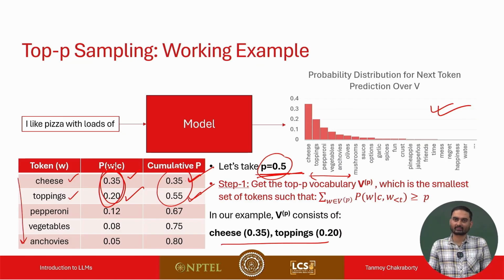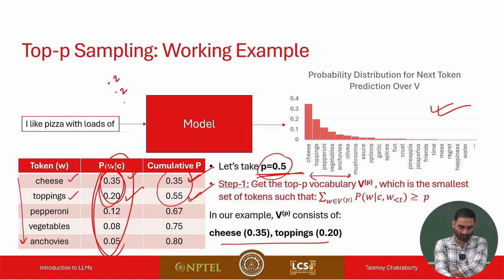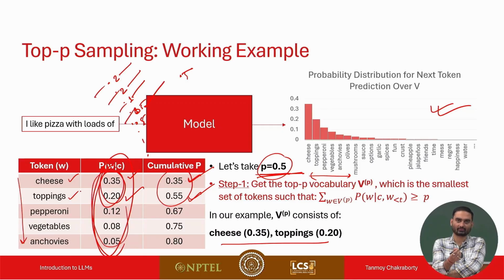The advantage here is that, let's say you have a uniform distribution, where the probabilities look like this: 0.2, 0.2, 0.1, 0.1, or 0.05, 0.05, and so on. In that case, if the threshold is 0.5, you will end up choosing several tokens until the sum is greater than 0.5. If it is skewed like this, then you end up choosing only 2. So this is the beauty of top-p sampling.